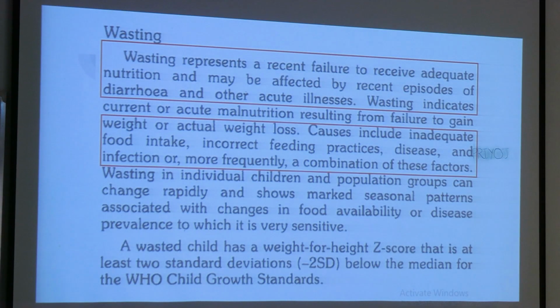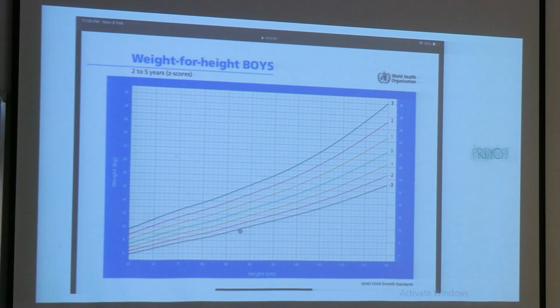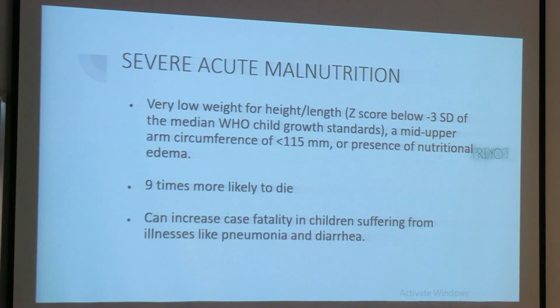So the wasted child has a weight for height Z-score that is at least 2 standard deviations below the median for the WHO child growth standards. So this is the weight for height. Here you can see it is below -3, that is why I have termed the child as severe, and it is acute malnutrition, so it is severe acute malnutrition. Understood?